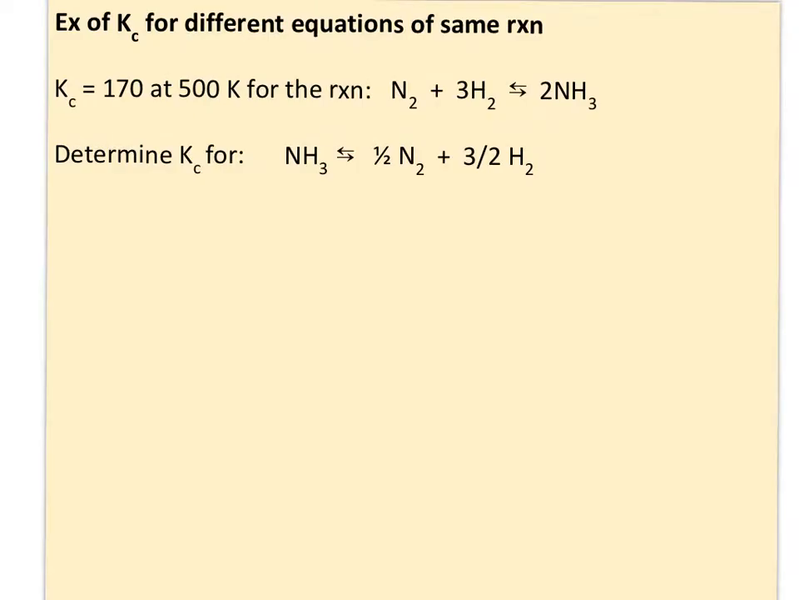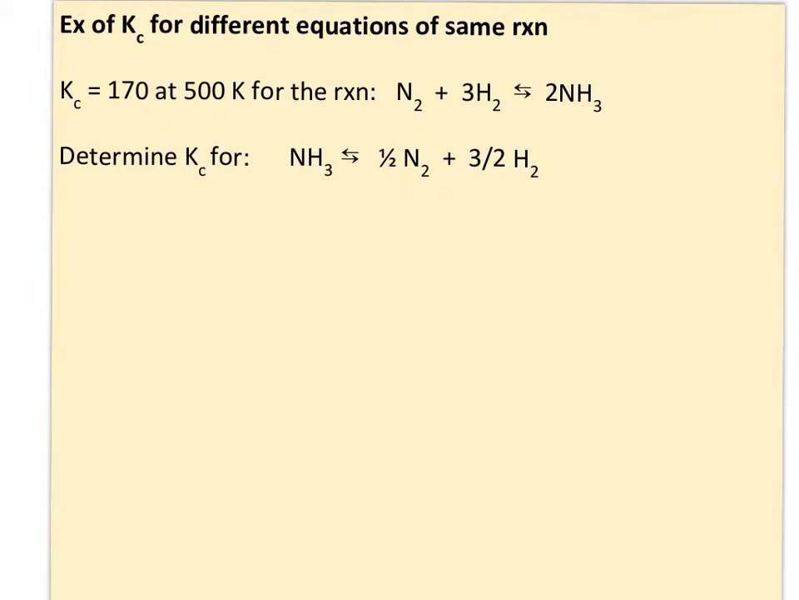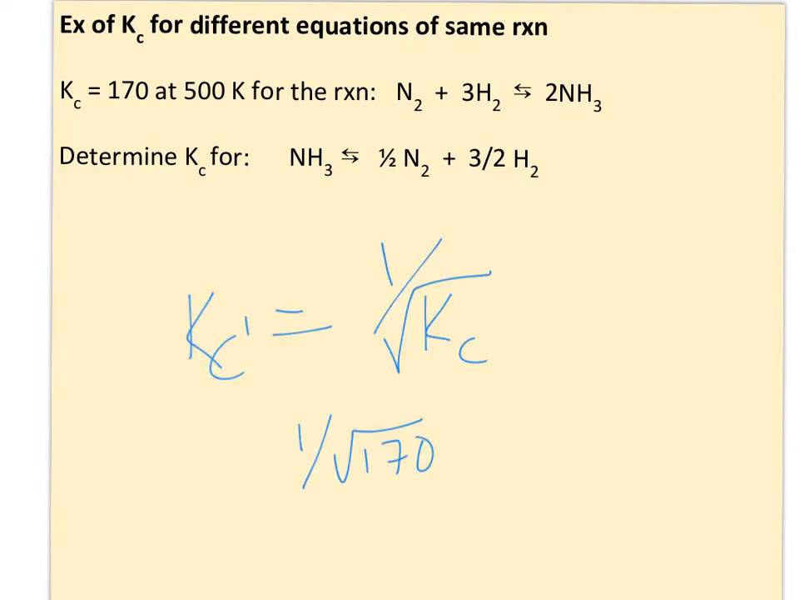So an example of this as well. Again, if Kc is 170 at 500 K, what could we expect Kc to be if we flip the equation and cut the amounts in half? Well, flipping the equation, I would expect my new Kc value to be equal to 1 over the original Kc. And the effect of cutting it in half means I should expect to take the square root of that. So I now need to take 1 divided by the square root of 170. And I'm getting a value of 0.077.